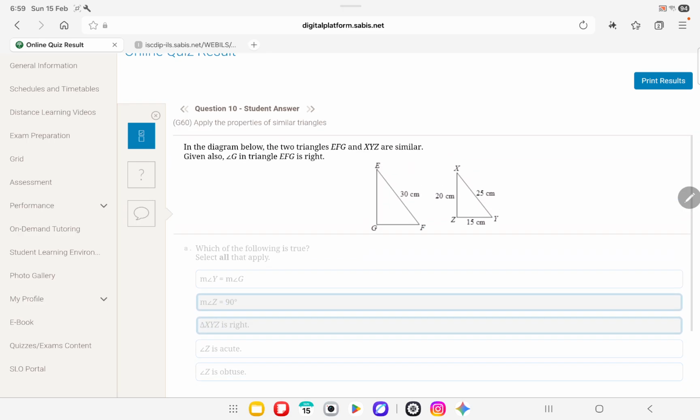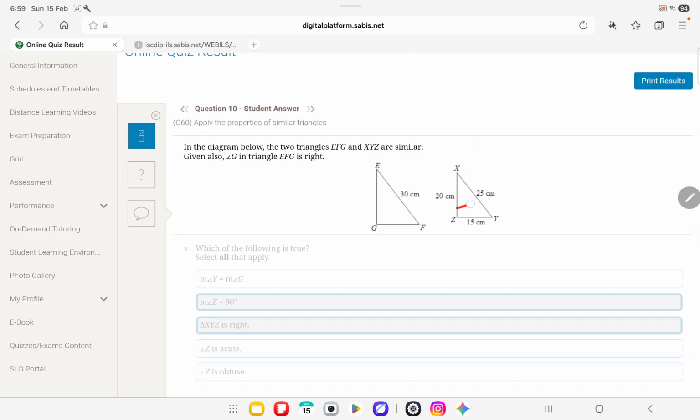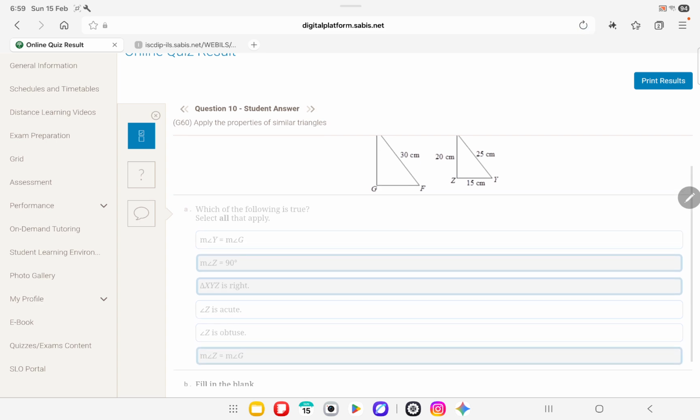Triangle XYZ is right. If the triangle has one right angle, that means the whole triangle is a right triangle. Now Z is acute. If Z is right, how can it be acute? It's just right, and it cannot be obtuse too. So these two are wrong. Check. Measurement of angle Z is equal to measurement of angle G. Yes, we established that already. Right angle is equal to a right angle.